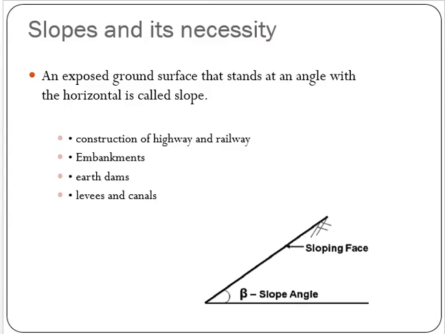Okay, so what is slope? Slope means an exposed ground surface that stands at an angle with the horizontal. That is, there will be an exposed ground surface standing at an angle with the horizontal. The angle created with this horizontal can be called the slope angle. And this sloping face will be soil. We are discussing soil.